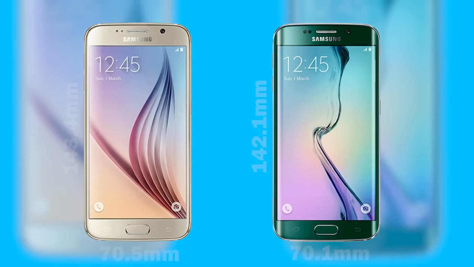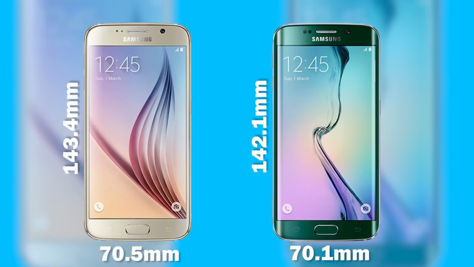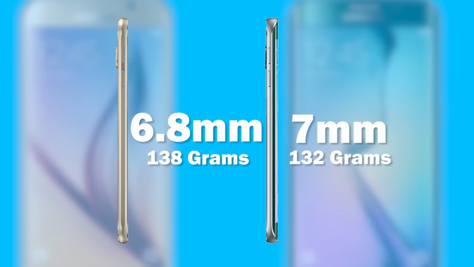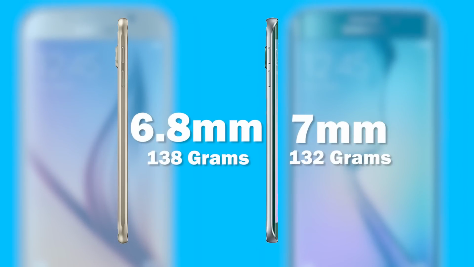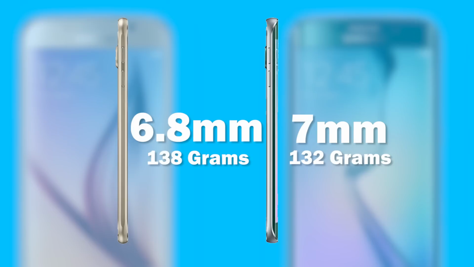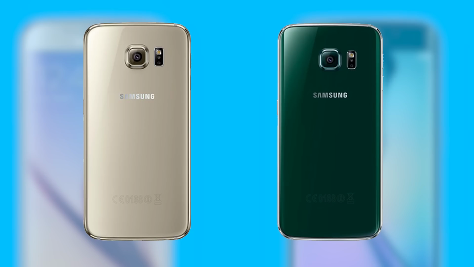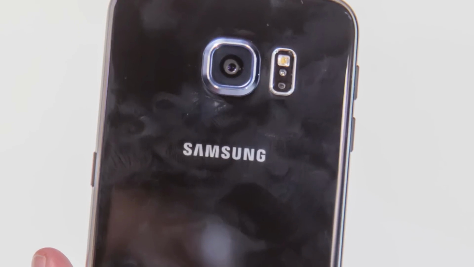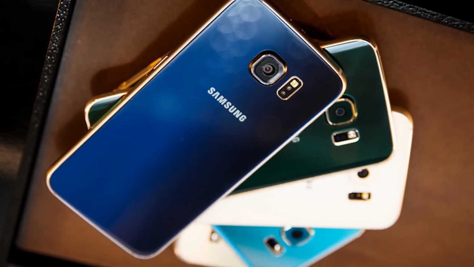Now, physically speaking, the Samsung Galaxy S6 is slightly taller and slightly wider than the Edge model, but in terms of the overall thickness, the Edge is just a tiny bit thicker at 7 millimeters, or about 6.8 millimeters, and in terms of weight, funny enough, the Edge is actually lighter at 132 grams versus 138 grams on the Samsung Galaxy S6. They both have Gorilla Glass 4 on the front and back of the device, so that's going to be great in terms of durability and overall scratch resistance, but it's going to definitely be a fingerprint magnet, and both devices are going to look pretty shiny when it comes to the overall fit and finish.